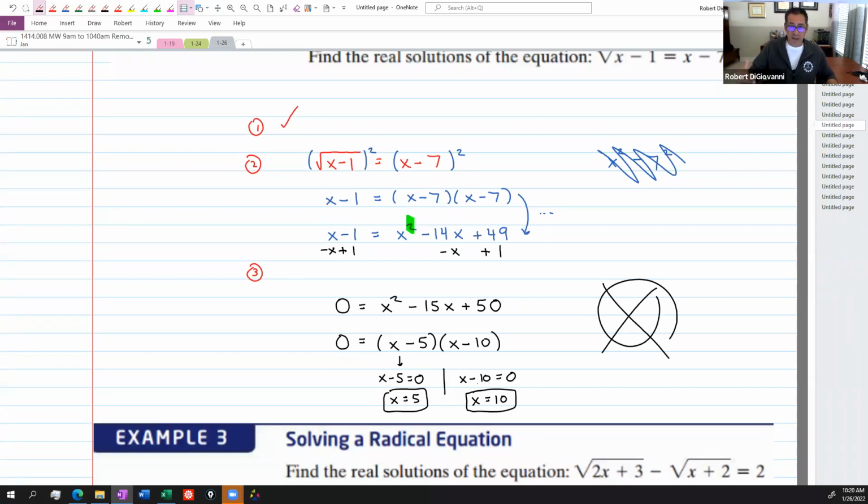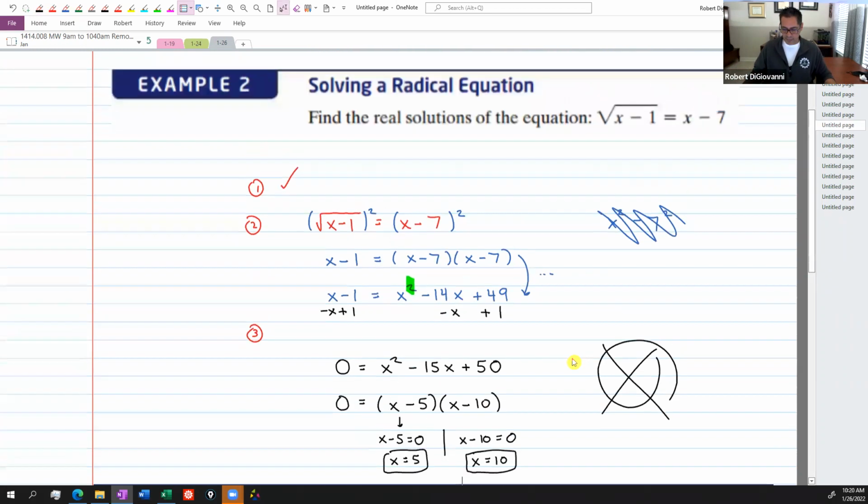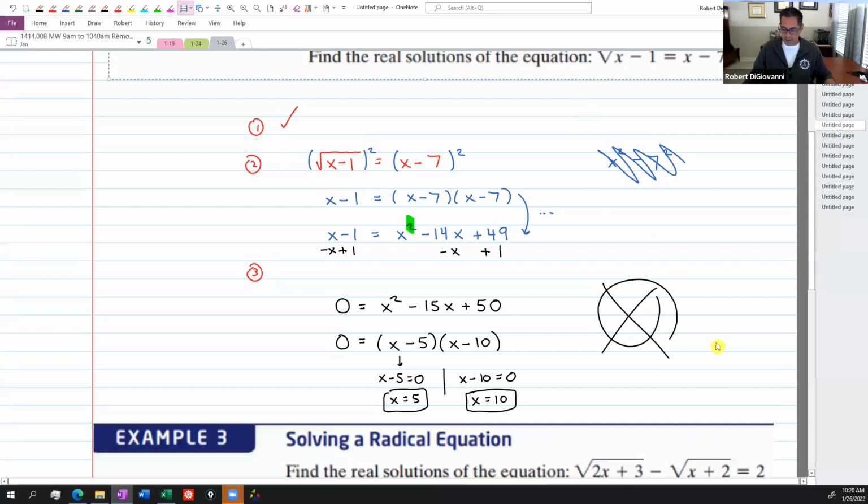Are there any questions up to this part right here? Is it making sense, like what I'm doing? Are you understanding the procedure? Yes? Fourth step, check your answers. Now we had 2 answers, so we have to check both. Oh, well, that's what we have to do.